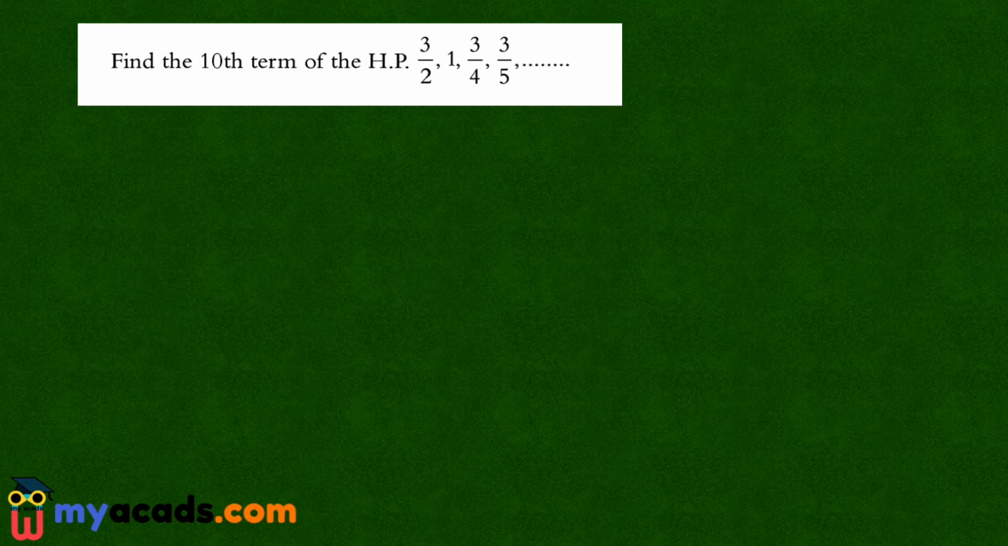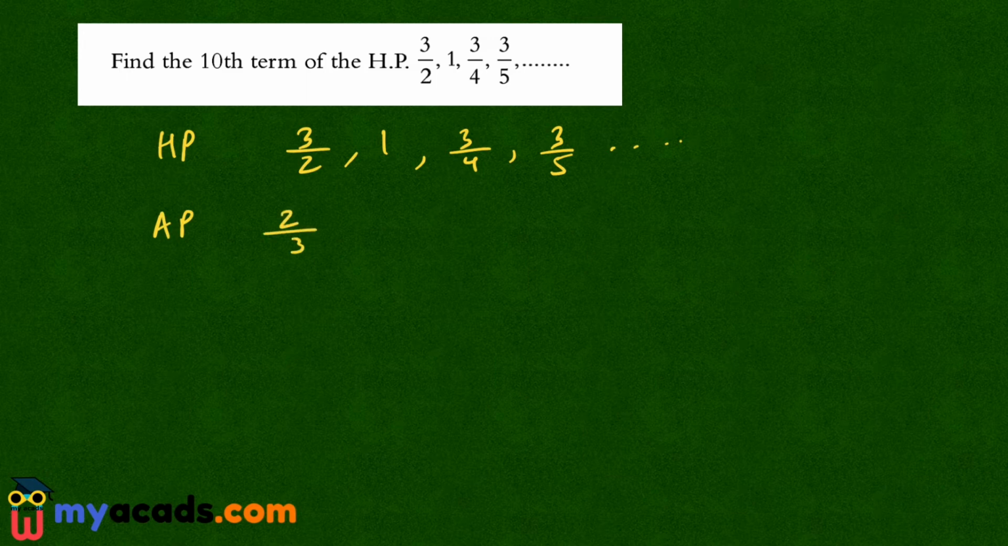Let's solve this question. My question is, find the 10th term of harmonic progression. The first term is 3 by 2, then it is 1, then it is 3 by 4, then it is 3 by 5. So my harmonic progression is 3 by 2, 1, 3 by 4, 3 by 5 and so on. So if this is my harmonic progression, the reciprocals of the terms will be an AP. So my AP is 2 by 3, 1, 4 by 3, 5 by 3.